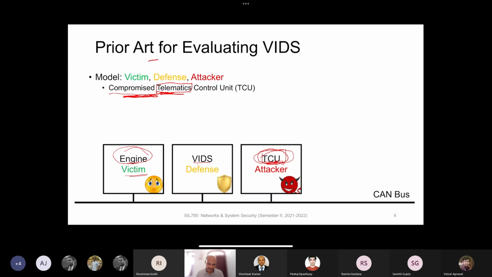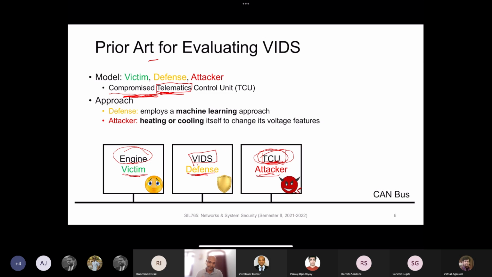Then we have this third entity, which is the WITS, the voltage-based intrusion detection system, and that is our defense. The victim is trying to send messages and the attacker is trying to send messages, and the defense has to differentiate between whether a packet is coming from the victim, the actual sender, or from the attacker. This is the typical way in which machine learning algorithms are utilized.